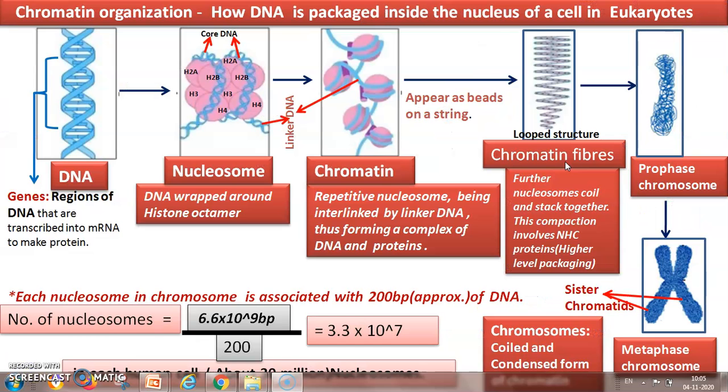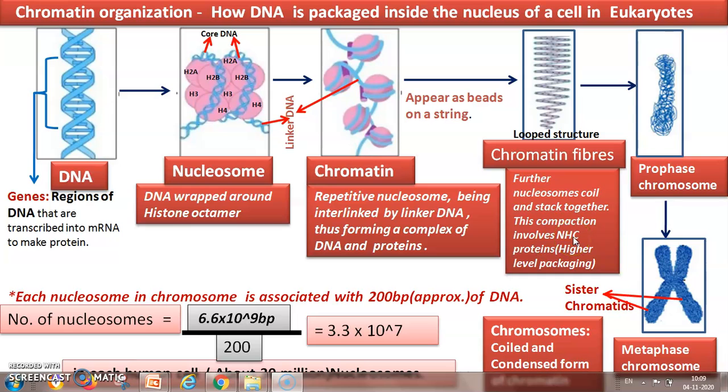So we'll talk about the looped structure called chromatin fibers, how the nucleosomes coil and stack together. This kind of compaction involves certain non-histone chromosomal proteins. That is a higher level of packaging where these non-histone chromosomal proteins take part. What is a non-histone chromosomal protein?